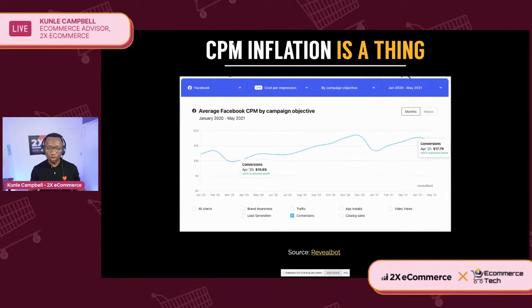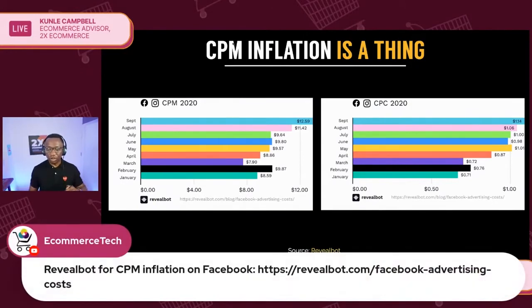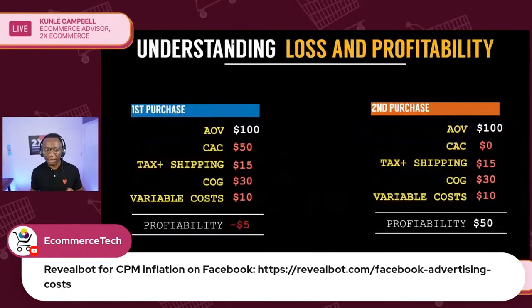It's incredible. So if you then do the math to CPC, you'd see that CPC is going up. If you look at this graph here, which is CPC in 2020, January started out at 70 cents, and then by September, not even Q3, it was already $1.14. So CPC and CPM are on the rise, and how do you sort of go against the tide?